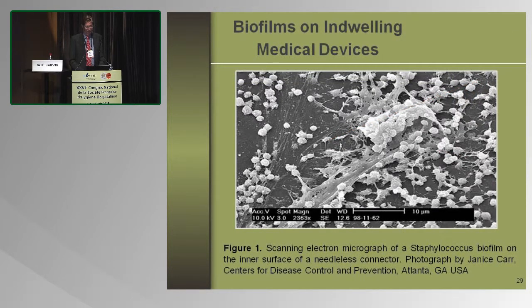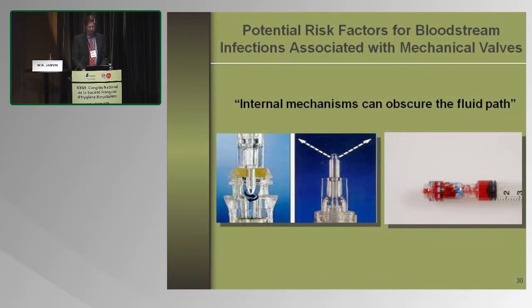This is from the inner surface of a connector, and again you see biofilm development with many gram-positive cocci. As mentioned before, the internal mechanism can obscure the fluid path. And in doing so, not only do you have a tortuous fluid path, but it becomes impossible to know whether this connector has been adequately flushed or not. So it's not solely visibility, it's also internal design.